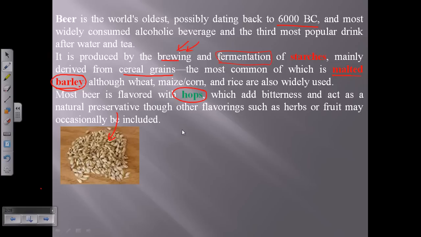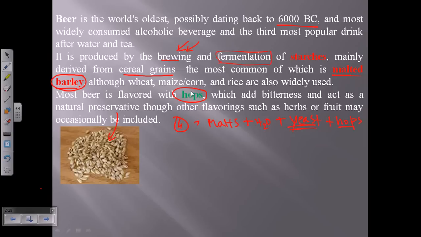In beer making there are four major ingredients. One is malt, second is water, obviously water is required, third is hops, and fourth is yeast, which is the organism that will convert this sugar into beer or alcohol, right?